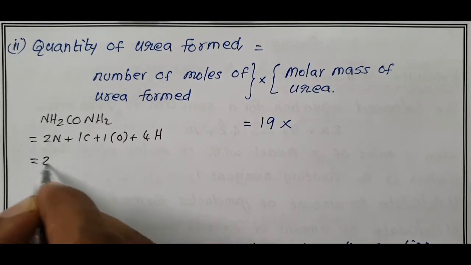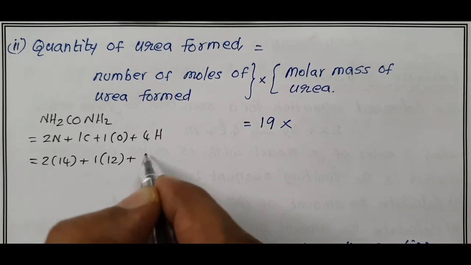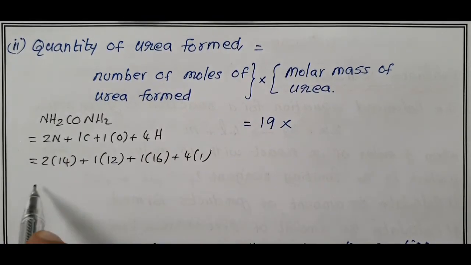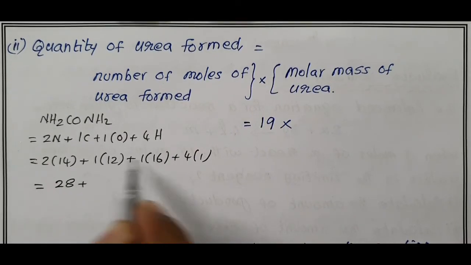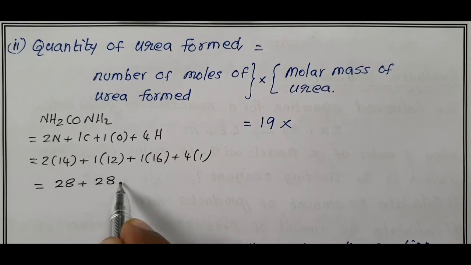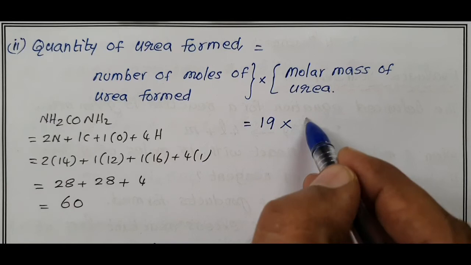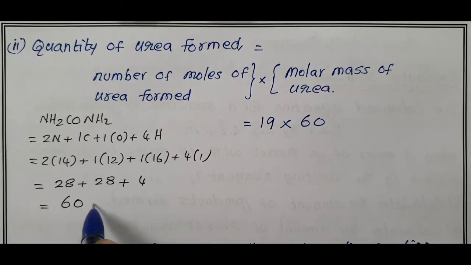That is equal to 2 into 14 plus 1 into 12 plus 1 into 16 plus 4 into 1, equal to 28 plus 12 plus 16 plus 4, equal to 60. 60 is the molar mass of urea. Substitute this value in this equation, molar mass of urea equal to 60.